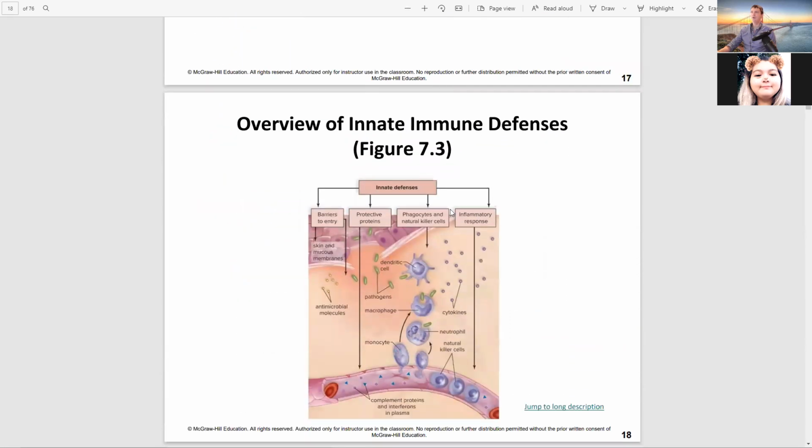So that's illustrated here. So you have four responses in your innate defenses. You have barriers to entry, you have protective proteins, you have phagocytes and natural killer cells, and then you have the inflammatory response that can recruit macrophages and neutrophils to the site of infection.